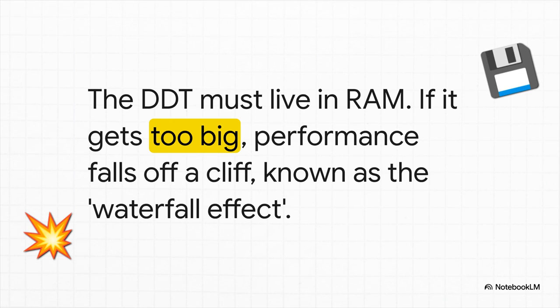Smart. And right here, this is where all the problems started. For dedupe to be fast, like at all usable, that entire massive library catalog, the DDT, had to fit inside your system's RAM. The second that table got too big for your RAM, bam, performance would just fall off a cliff. The system would be forced to constantly check the slow hard drives for that catalog, and your storage speeds would just collapse. It was a total disaster.